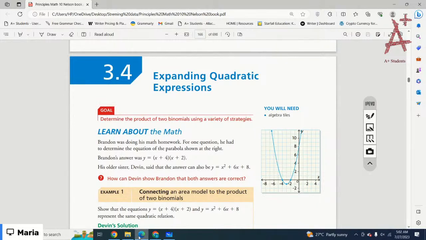So we're going to start with lesson 3.4. We are working on Principles of Mathematics, grade 10 maths. The chapter is quadratic relations, and the lesson we're going to start with is expanding quadratic expressions. So let's just start with the lesson.